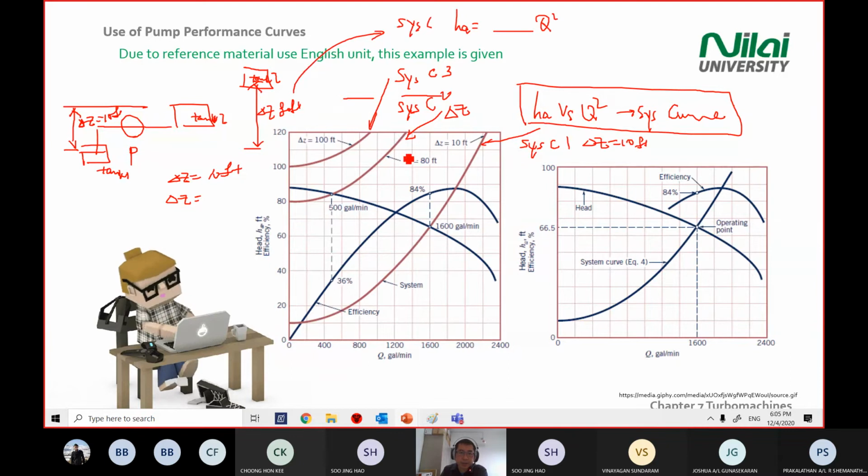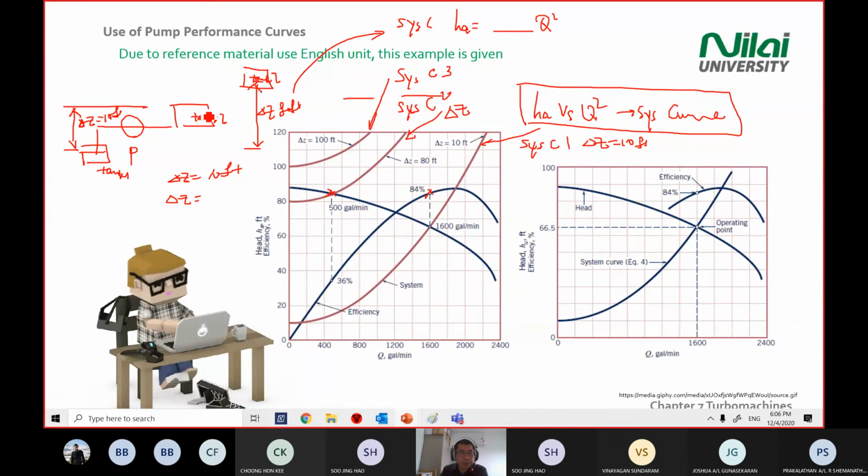Right? Then you plot inside, intersect with this curve. You get system 2. You see what happened to the intersection point? The efficiency dropped to 36%. If you increase the pump from 10 feet to 80 feet, are you able to see what you're trying to do? Our pump at 10 feet will give you efficiency of 84%.